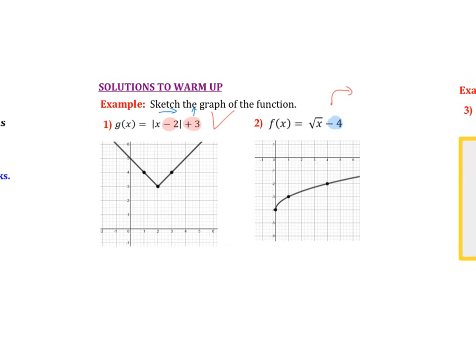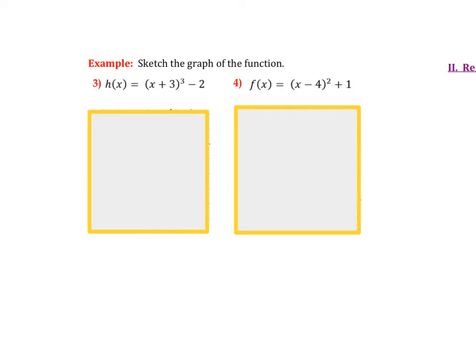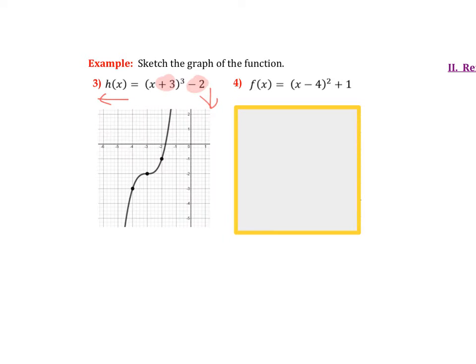All right, let's see two more, and then we'll get into the new stuff. Let's see, number 3, we've got a cubic function with a +3 and a -2. So that tells me a plus on the inside, it's going left, and a minus on the outside, it's going down. So left 3, down 2. There you have it. We started 0, 0, left 3, down 2, and there we are.